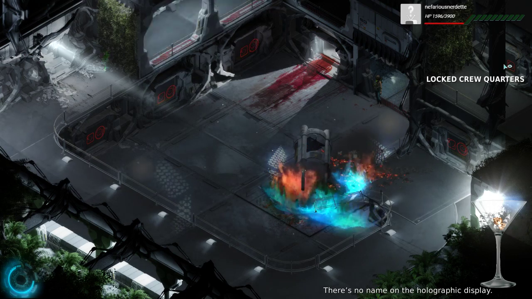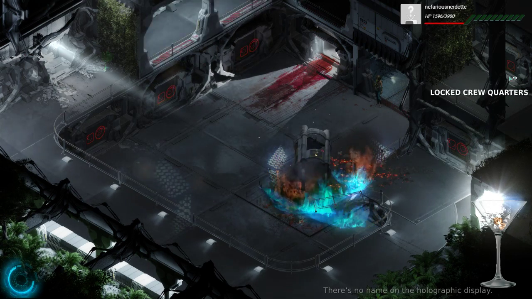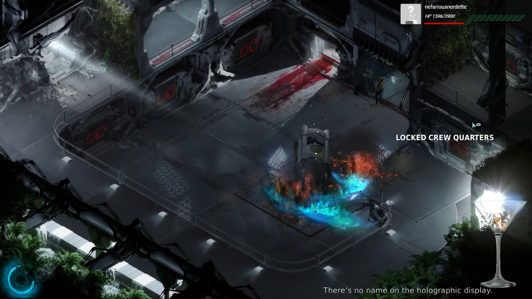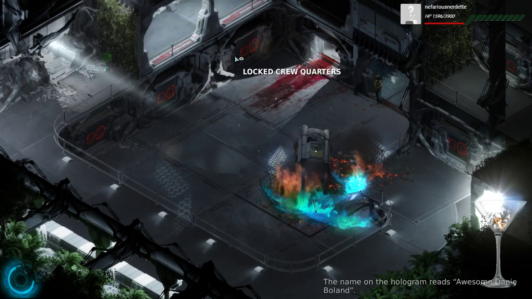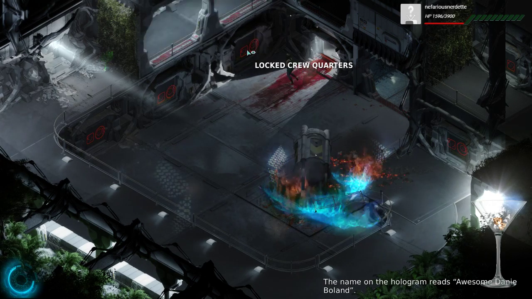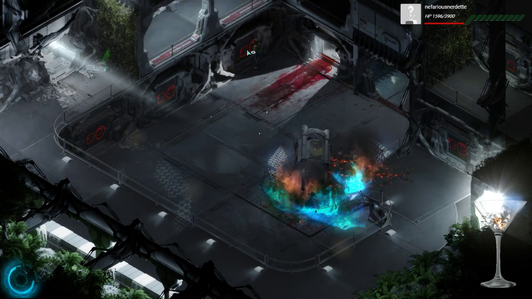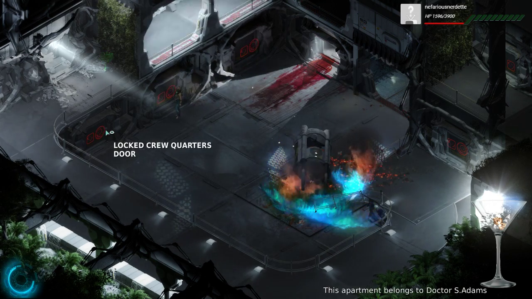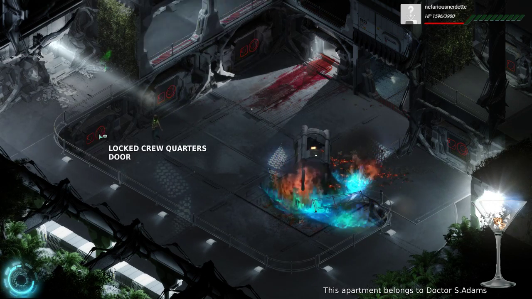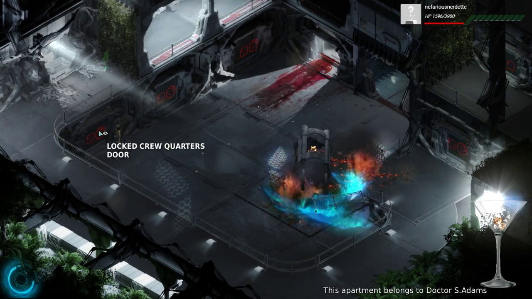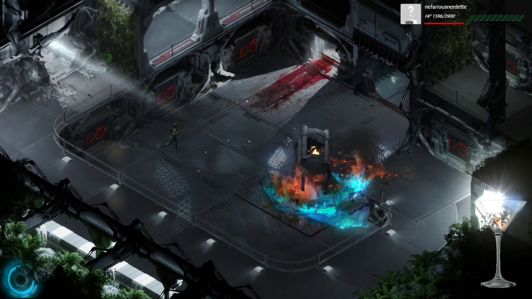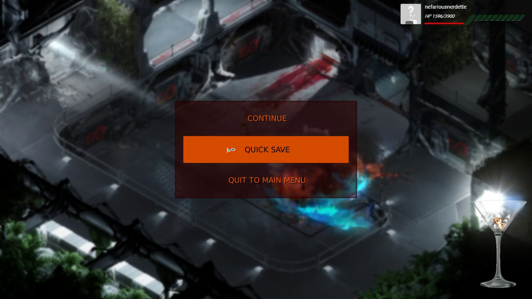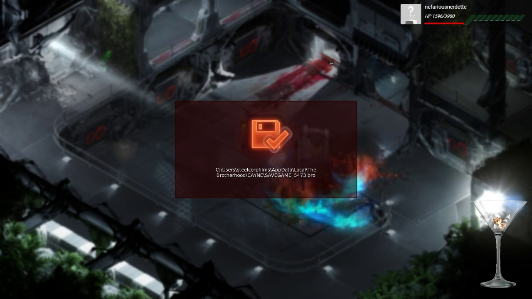Locked crew quarters. There's no name on the holographic display. Oh, that's upstairs. I can't get to that. I don't know. Go over. No, I can't get to that one either. Let's check this one out. No? Alright, actually, no. Stop. Layers of ash on the floor resemble a thick carpet. Nice. Alright, let's quick save before we go into the bloody room.